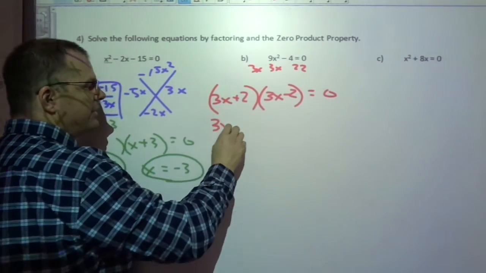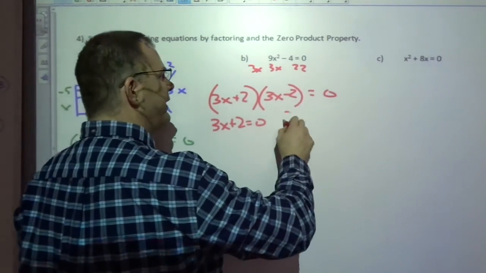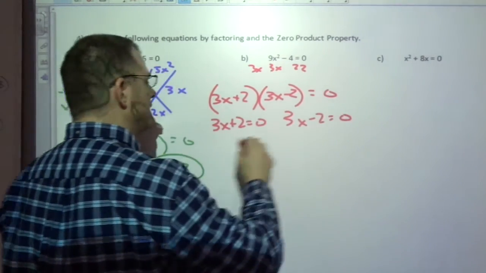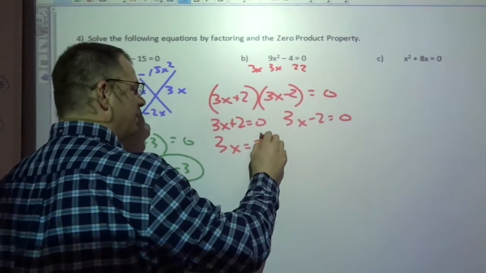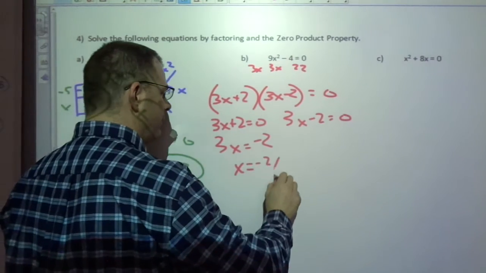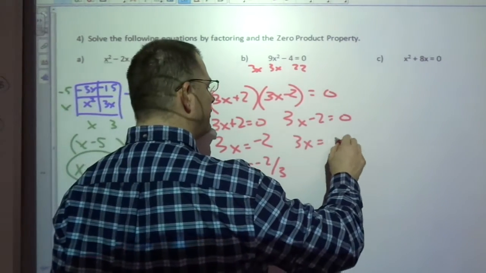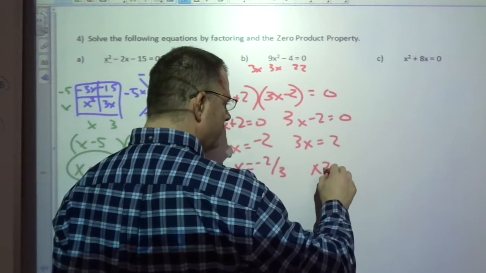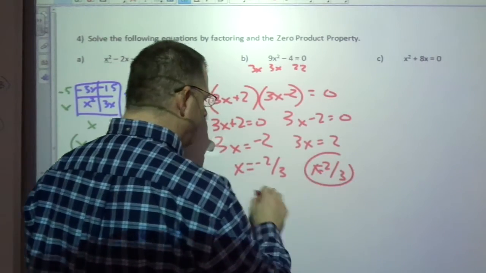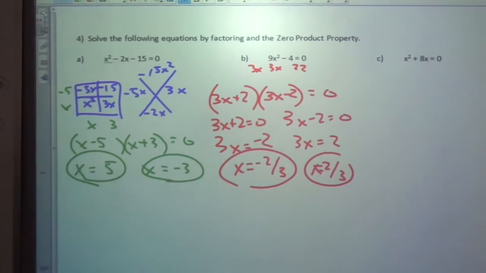So either this equals 0 or this equals 0. So this is negative 2, and this one equals 2/3. So positive or negative 2/3.